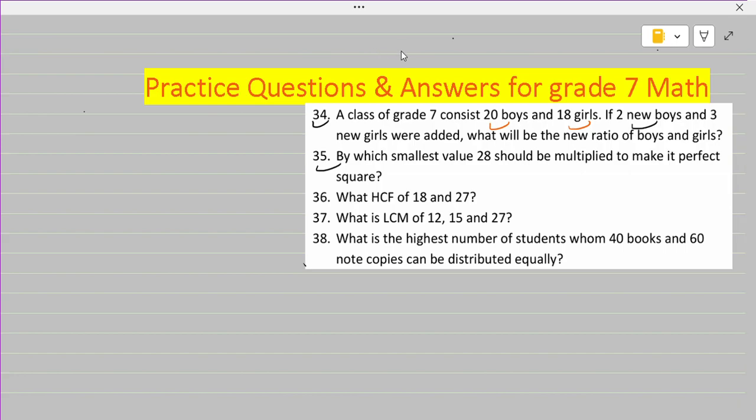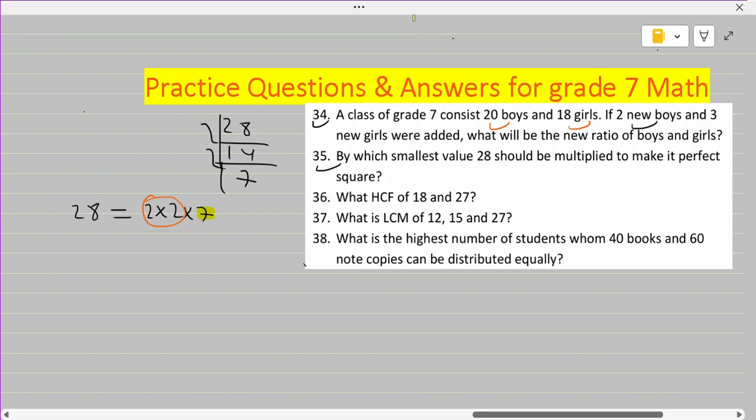So for that we have to break down 28 first. 2 1s are 2, 2 4s are 8, and 2 7s are 14. So 28 consists of the factors 2, 2 and 7. Here 2 is in a pair, 2 into 2 gives a perfect square. Where the square is not happening is 7 only. So if we multiply it by 7, again it will be a perfect square. So to make 28 a perfect square, it should be multiplied by the smallest number 7.